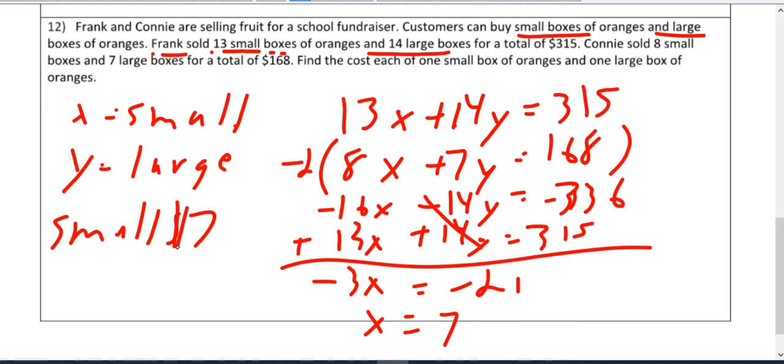So that means a small costs $7. Now all I need to do is plug the 7 in, here or here. It doesn't matter. All right? And when I do that, I'm going to get large is 16. All you do is plug it in and solve. I think you can handle that at this point.